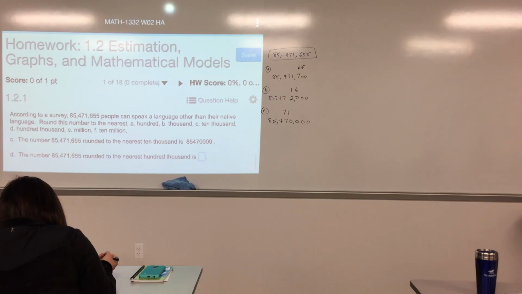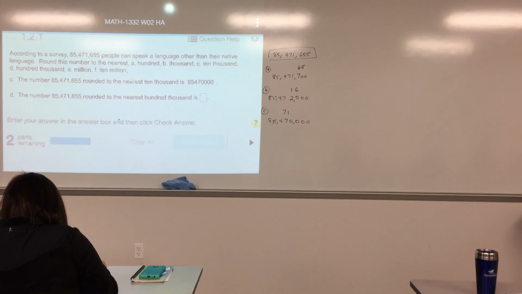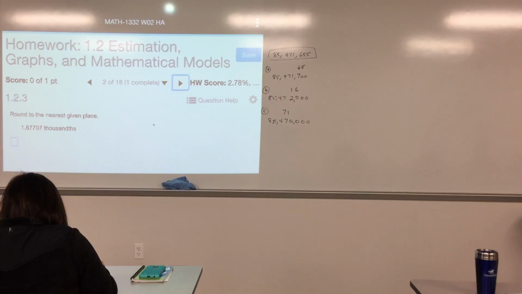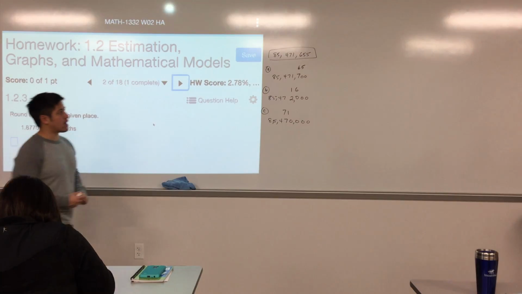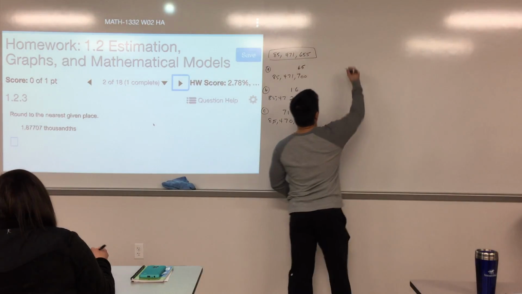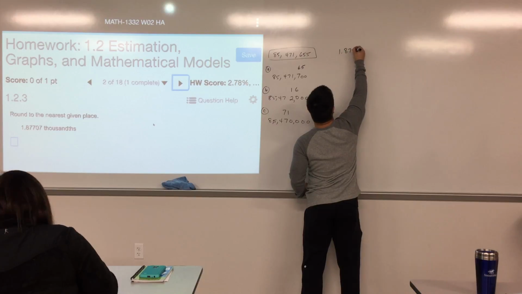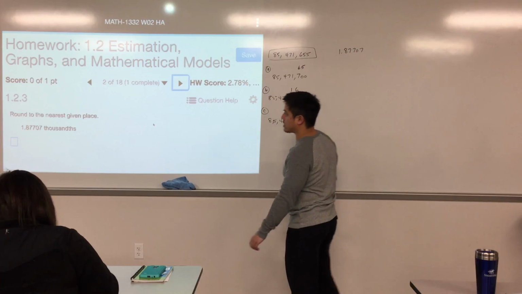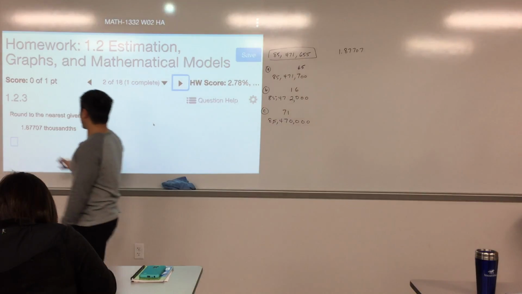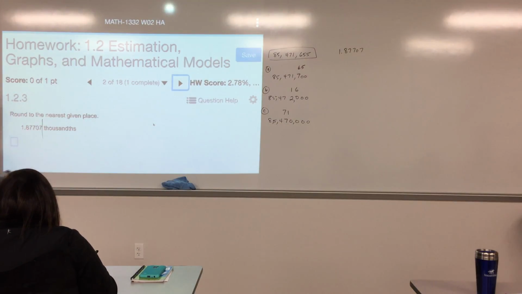Are we okay? Can I move on? All right, let's roll along. So I'm going to move on to the next problem. Now the next one is decimal rounding. If you don't know decimals, let's work on that together. So we have 1.87707. What they're saying is take this number, 1.87707, round it to the nearest thousandths place.